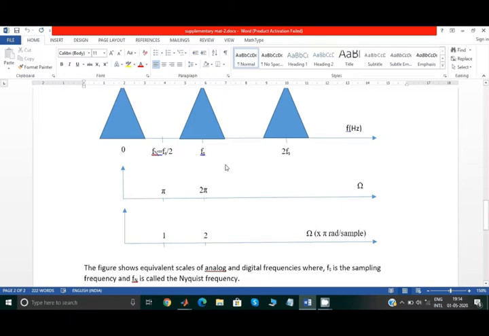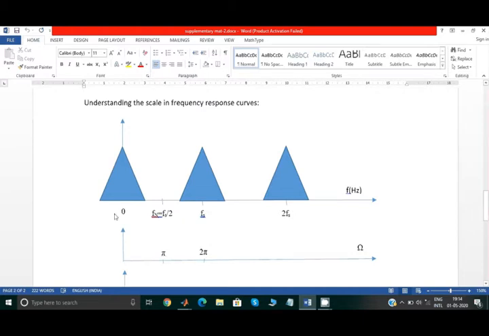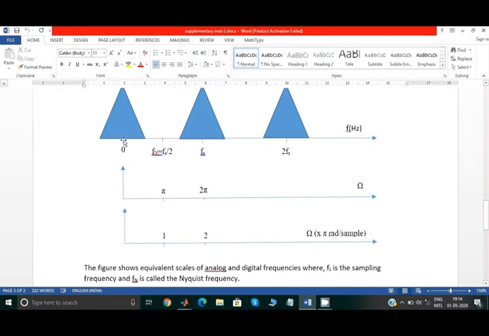Now you see, when a signal is sampled, the frequency response is repeated with the repetition rate fs, and to avoid the aliasing, normally we restrict the frequency response from 0 to fs by 2, that is the Nyquist frequency. So normally we plot the frequency response from 0 to fs by 2, because the other part, fs by 2 to fs, will be the mirror image of the part from 0 to fs by 2. So our range of interest is 0 to fs by 2. Similarly, the range of interest for capital omega will be equivalently 0 to pi.